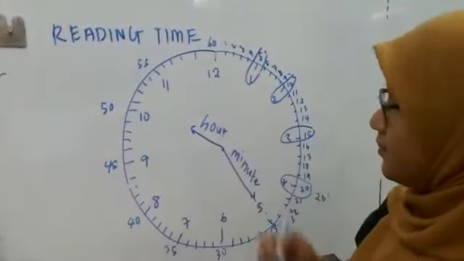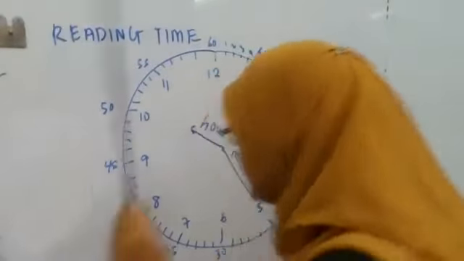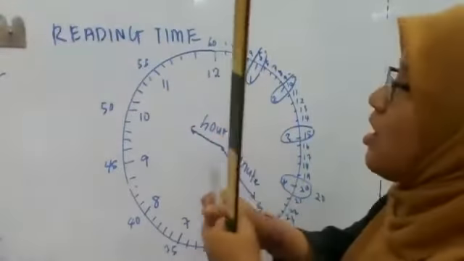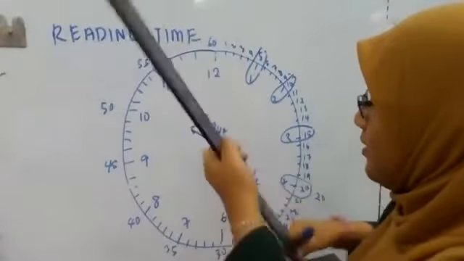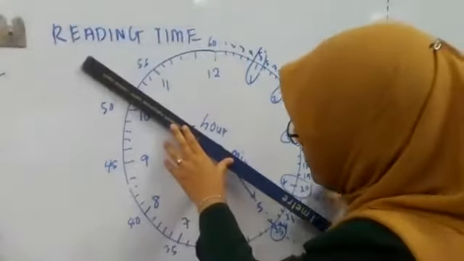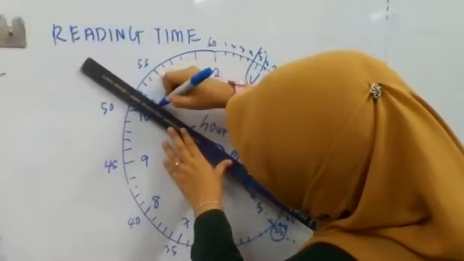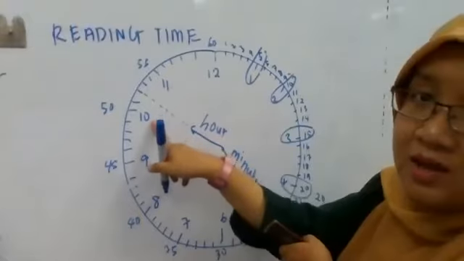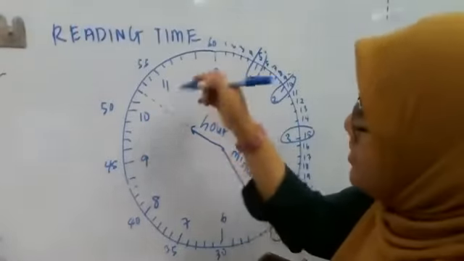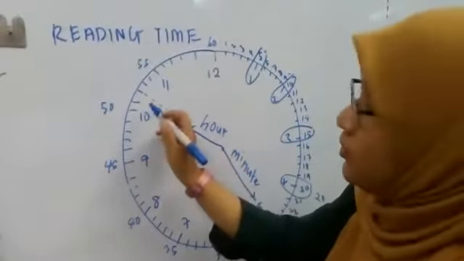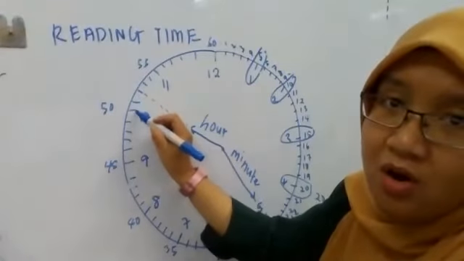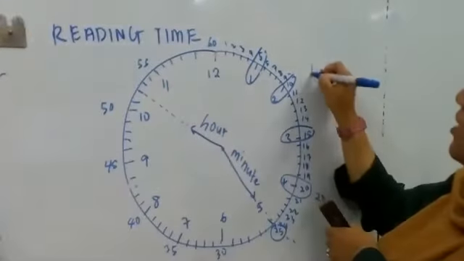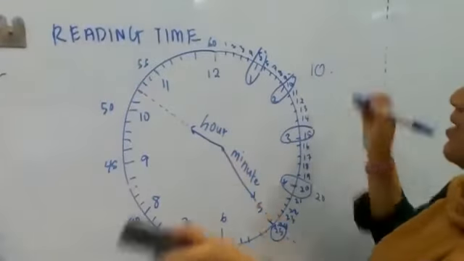Now the hour needle. You measure this needle, and then you see where this needle stops. Put a line here. It stops after number 10. If it stops after number 10, it means it is 10 o'clock. You have to take the number before it. So the hour is 10.